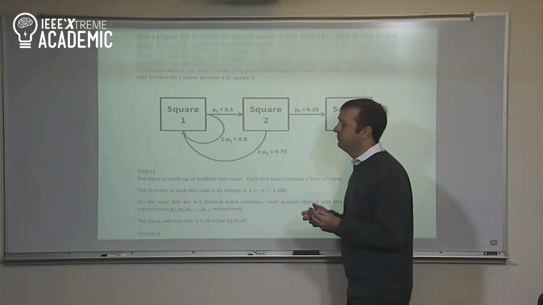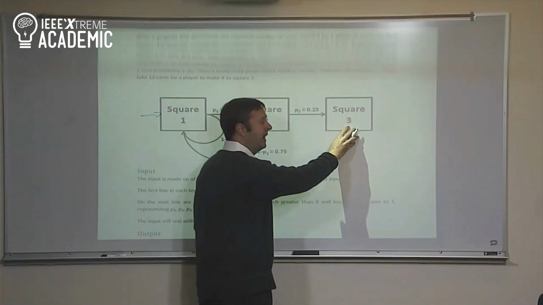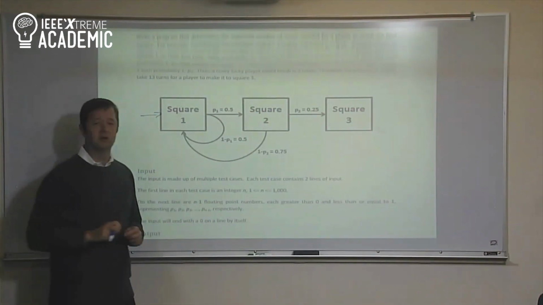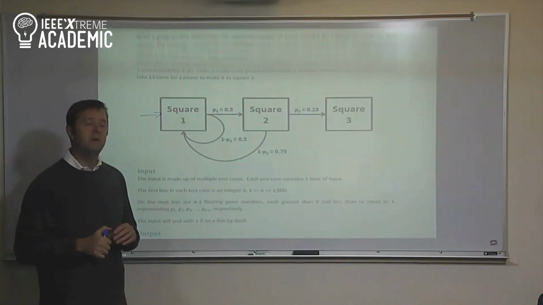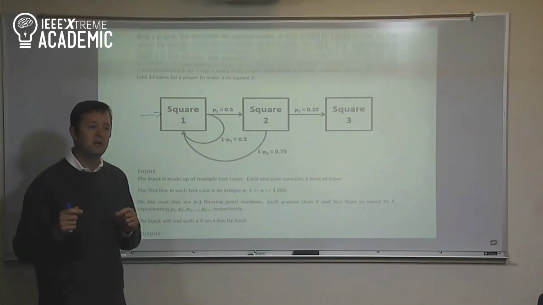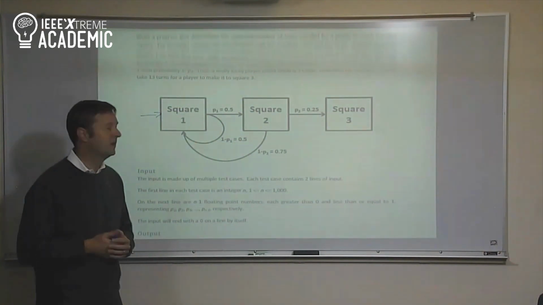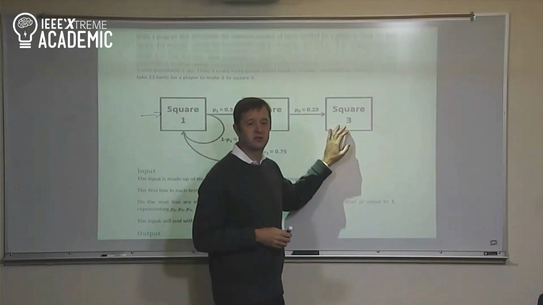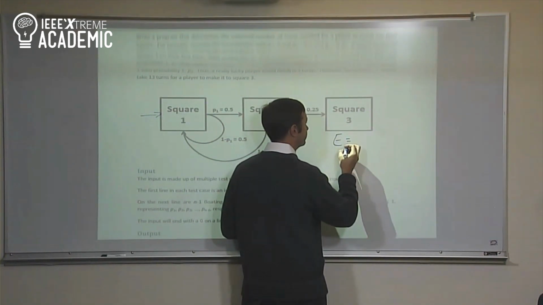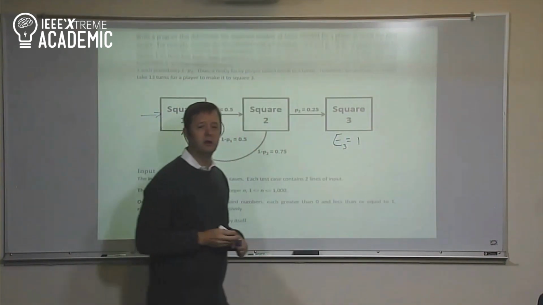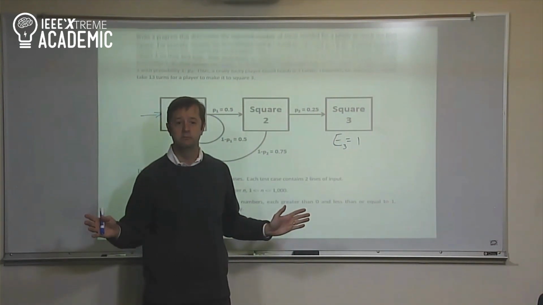The way that we're going to approach this is to take a look at this game from the last square back to the first. For each square, we're going to think about what would be the expected number of turns that we land in this square. Now clearly for the last square, the expected number of turns is going to be 1, because as soon as you end in this square, you're done, right?